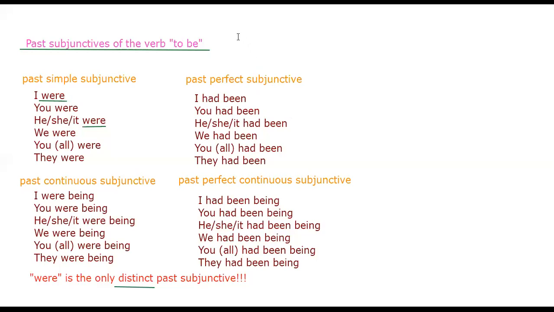And let me highlight this and highlight this to show where the past continuous subjunctive differs from the past continuous indicative, with the were here instead of was. Okay, so that's how you would conjugate any past subjunctive for all the forms, except for were. Were is a special case.